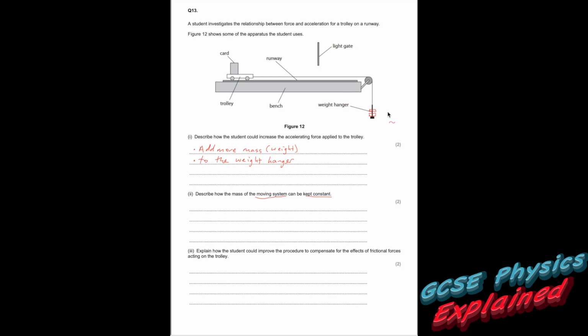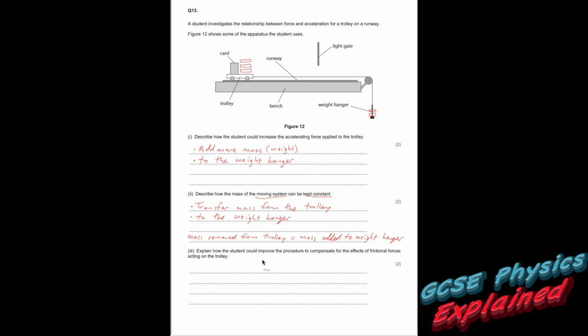If you are going to put some more weights on here, it's like, well, where did those weights come from? What the picture didn't show at first is that there should be some masses on here, and whatever you put on here, it has to come off the trolley. I guess another way of saying that would be like this. Because then the mass of the moving system is kept constant.